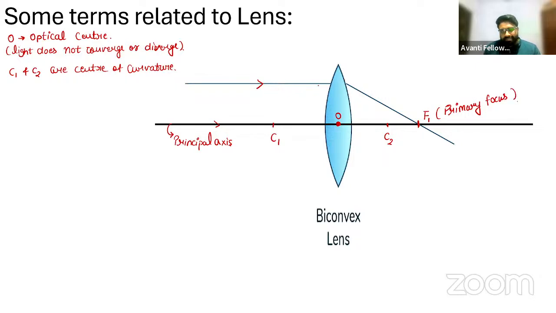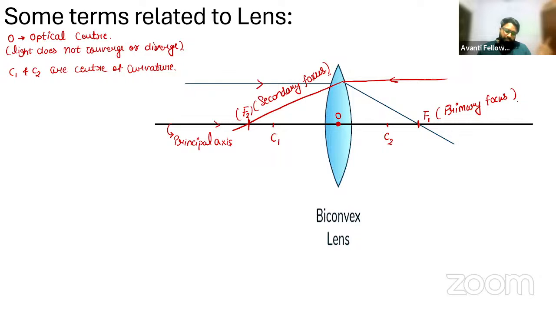But let's say this light ray is coming from this side. After refraction, it will cut the principal axis on this side, so this is also a focus. This is termed as F2, which is nothing but the secondary focus. Got it? So F1 and F2 are the primary and secondary focus. I have told you how these foci are formed.